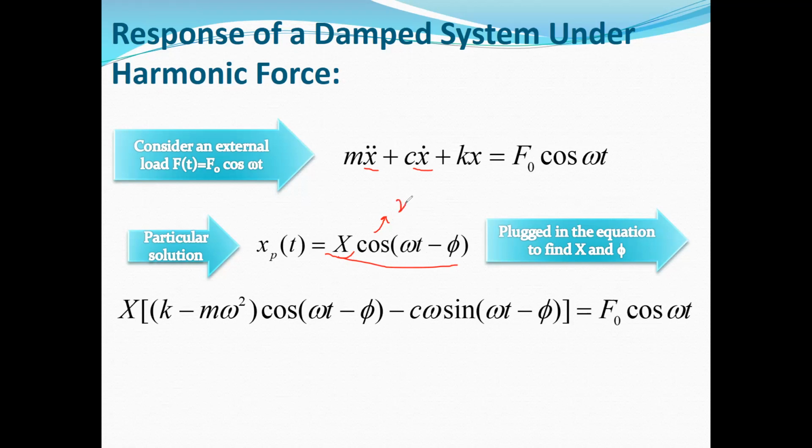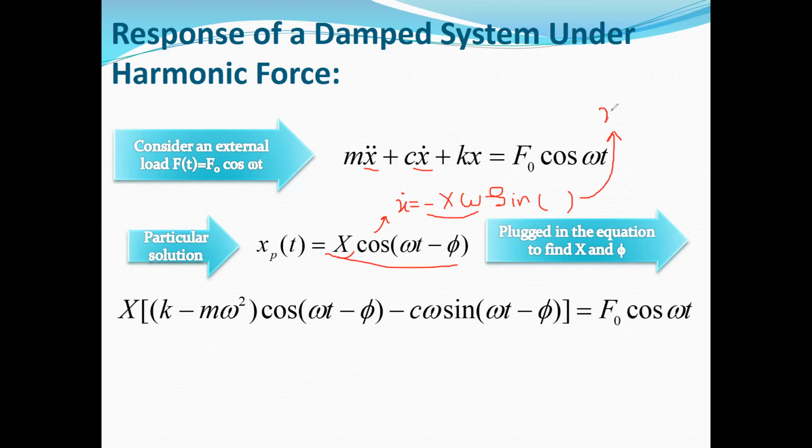So the first derivative, or x dot, is equal to minus uppercase X, which is the amplitude, times omega times sine(omega t minus phi). And the second derivative of x with respect to time will be obtained from the derivative of this term with respect to time. Here we have minus X omega, which is constant. So the derivative of sine(omega t minus phi) is equal to omega times cosine(omega t minus phi).